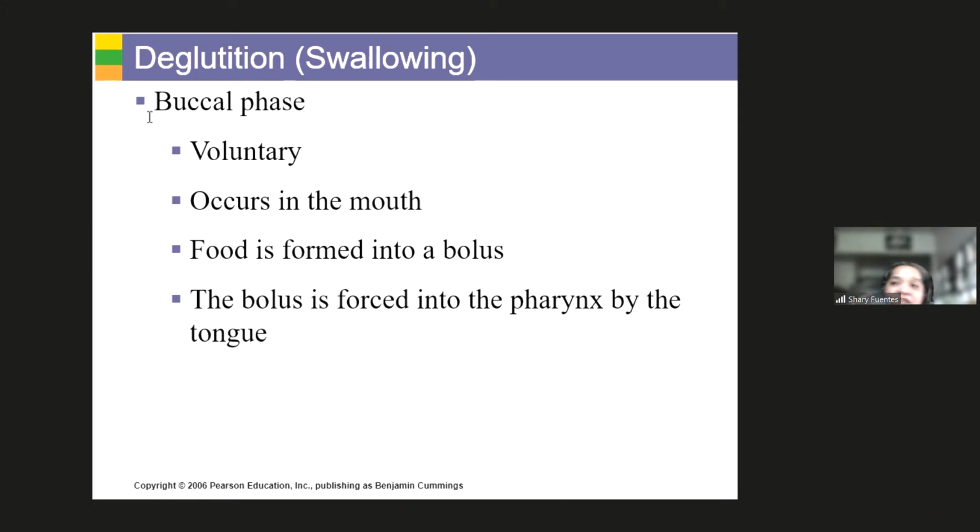Buccal is actually the cheek. That's referring to the cheek, no? So, buccal is sa loob ng bibig natin, that occurs in the mouth. They just call it the buccal. And then, so, this one occurs in the mouth. And this is voluntary because you will decide if you chew or not.